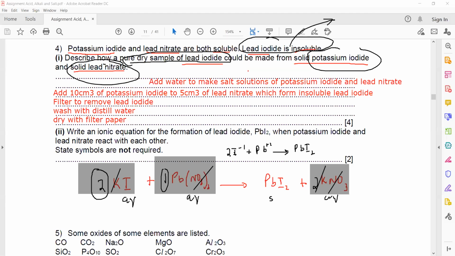So using the name of the salt, you should identify which technique is suitable. Is it clear? Any doubt in this part?